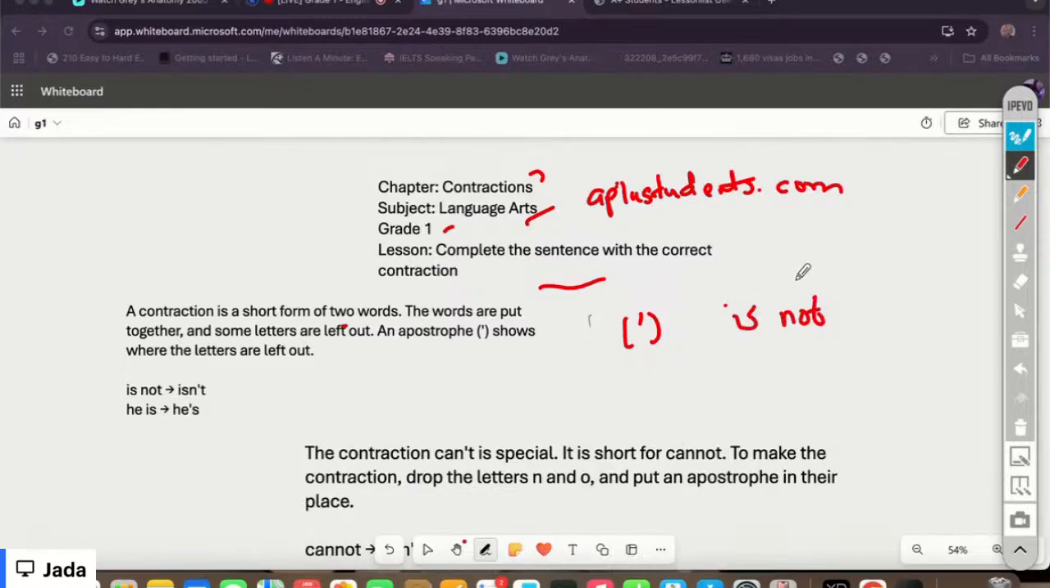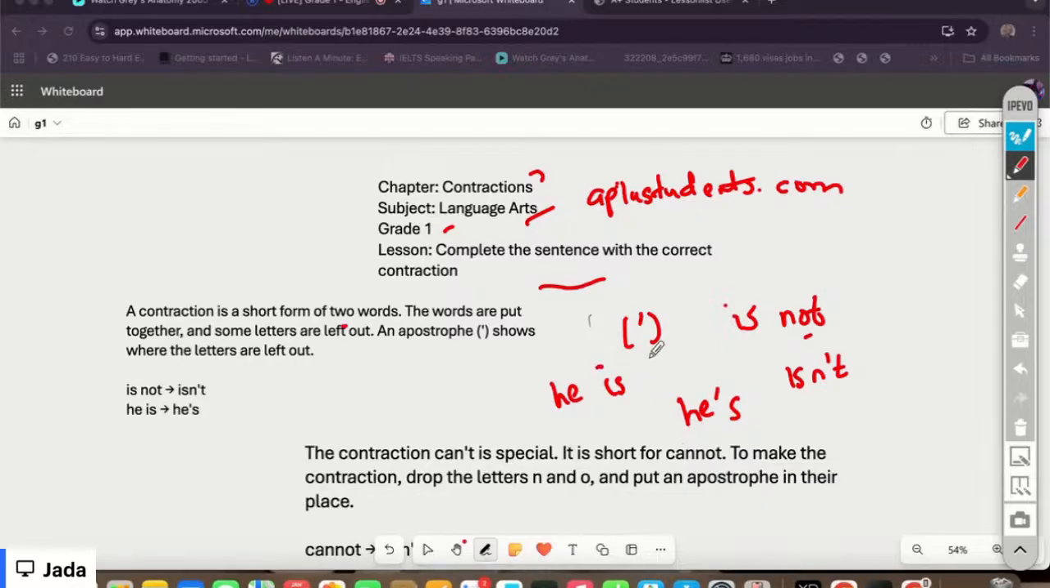Okay, and we need to have the contraction of is not. We have isn't, so the o here is left out. Okay, so the o is left out and then we have isn't, so it becomes isn't. And then we have he is, and then it becomes like this. So the i here is left out. Okay.